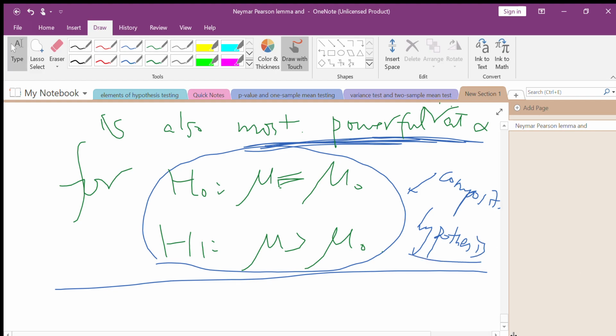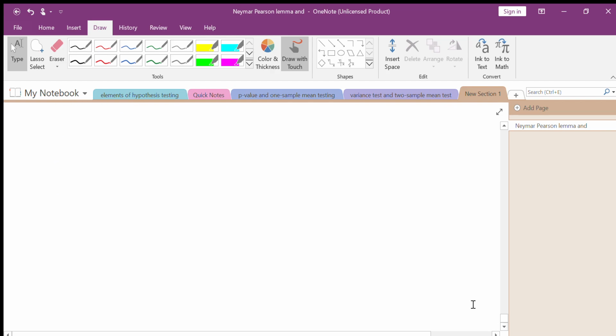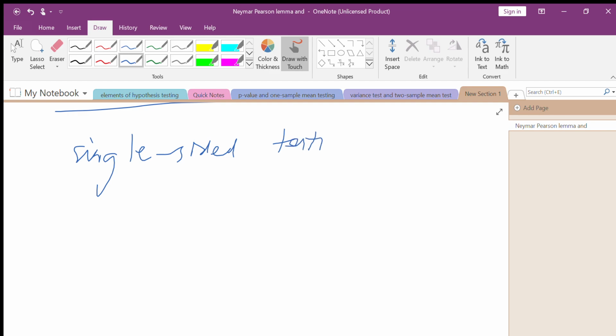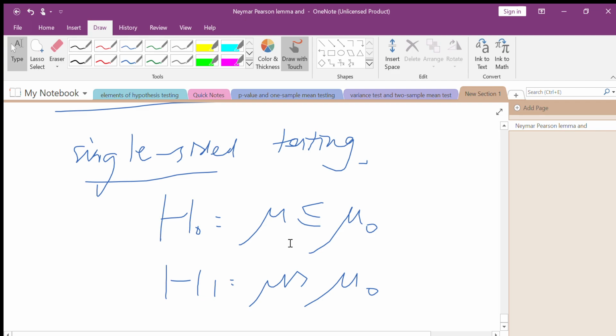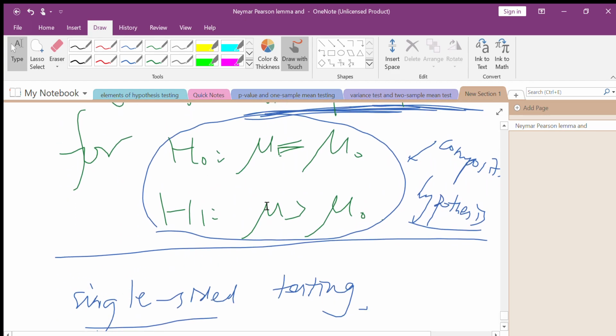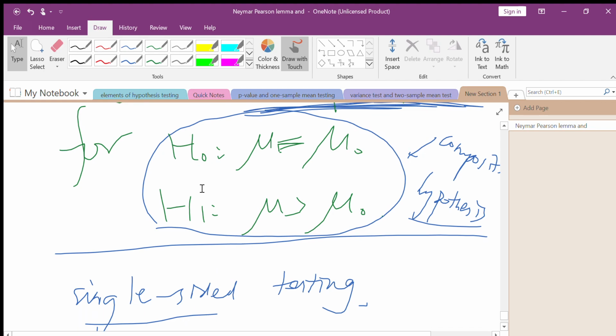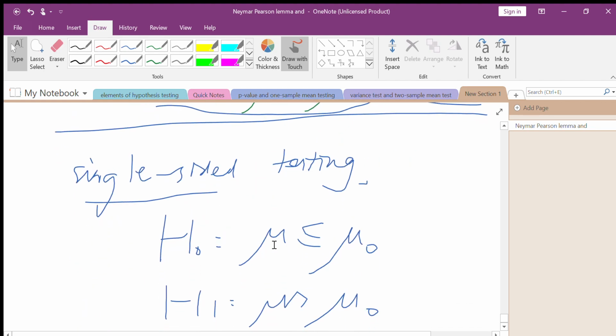But do remember we are concerned about single-sided testing in our previous lectures. Recall single-sided testing. We're interested in testing in this form: H null, mu equal or less than mu 0, and H1, mu greater than mu 0. And here, this composite hypothesis testing has only one equal sign in H null, but here we have one more less than sign in H null in single-sided testing.